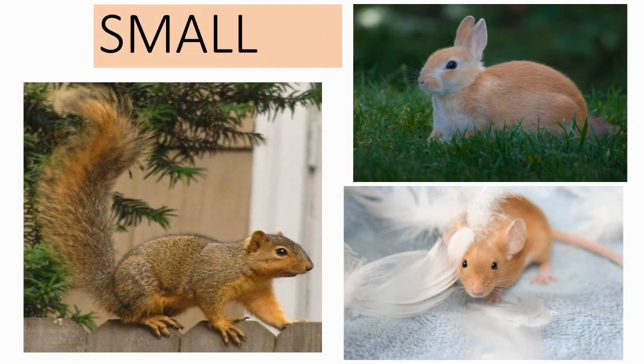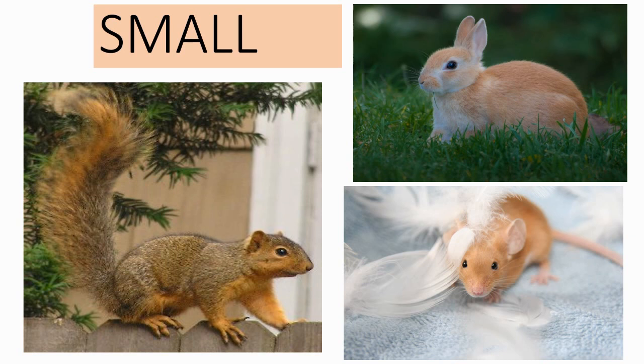Next is small sized animals. Here you can see a picture of a squirrel, next to it a picture of a rabbit, and downwards a mouse. These are three animals which are small in size. There are many more animals which are small in size. So, we saw that animals come in three sizes: large, medium, and small.